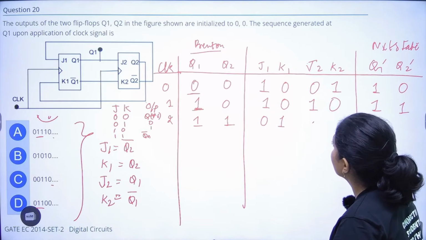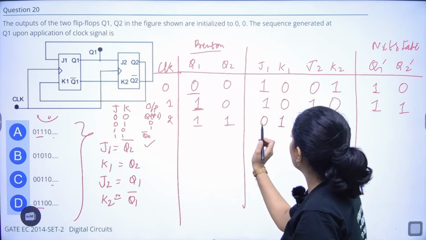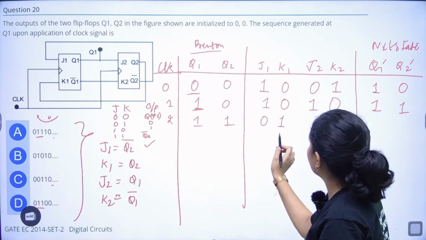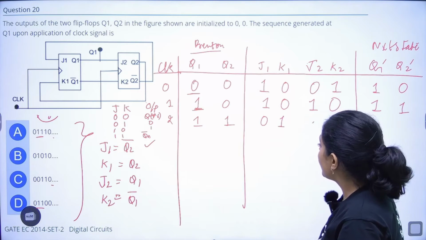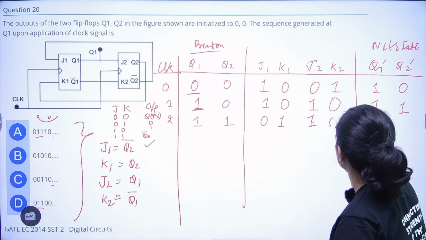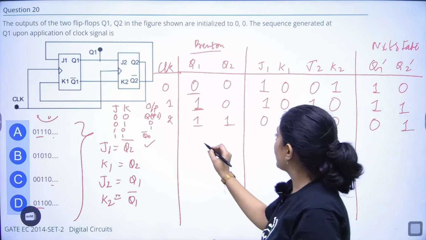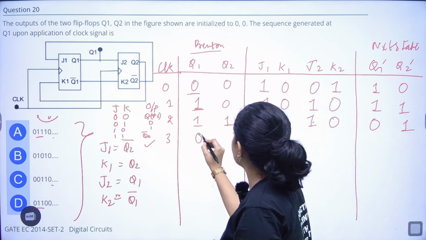So J1 is equal to Q2 bar, so Q2 bar is 0, and K1 is equal to Q2. J2 is equal to Q1, and K2 is equal to Q1 bar. So 0, 1 is 0 and this is 1. So at the third clock, it will become 0 and 1.